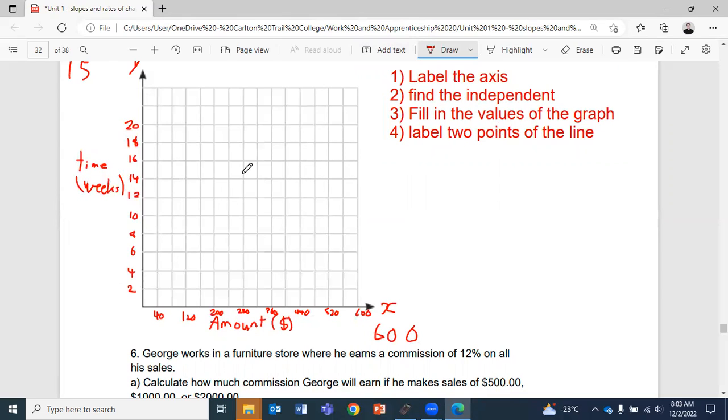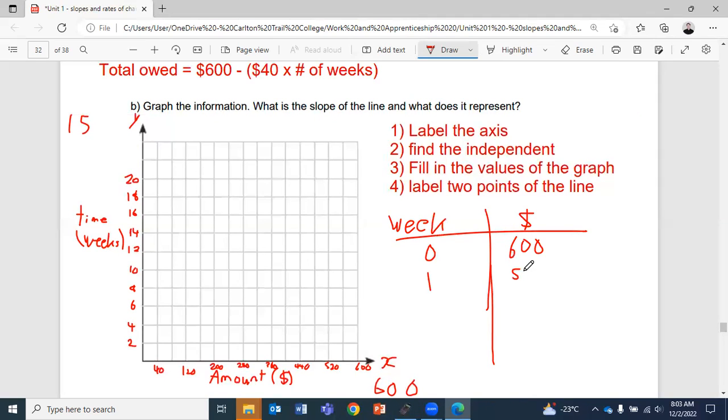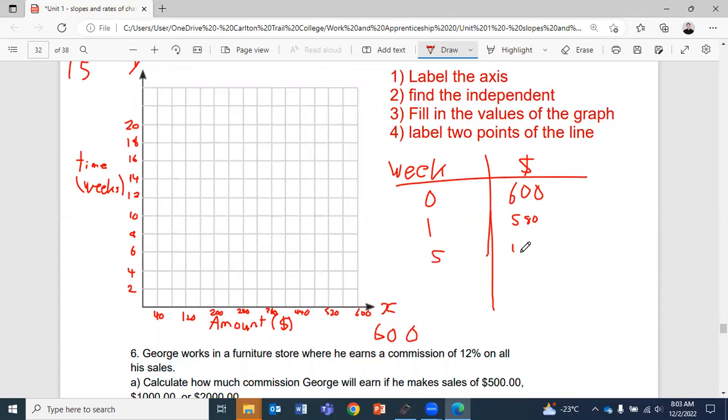So first off, here's what I know. At week 0, I owe $600. At week 1, I owe $580. At week 5, I know I'm going to owe $400, and so on and so forth. Don't just do week 0, week 1, because then it's very hard to draw a full line. So go out. Week 10, I'm going to owe $200.